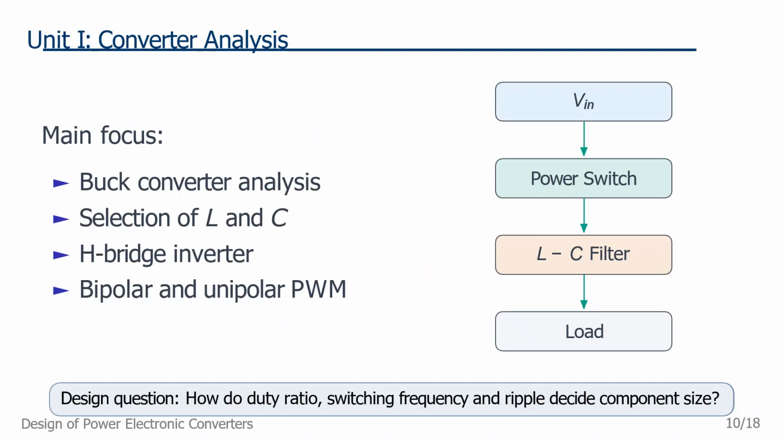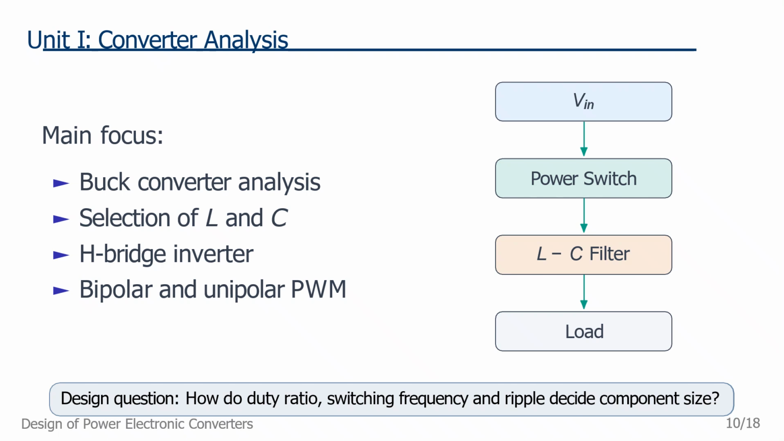Okay, so we are having these 5 units. In the first unit we will study the buck converter design, how to select the inductor and capacitor for the buck converter, the H bridge inverter, then bipolar and unipolar PWM systems. So this is your first unit, and in the second unit we will study the devices, MOSFETs, IGBTs, thyristors, all these devices which are used for the design of the converter.